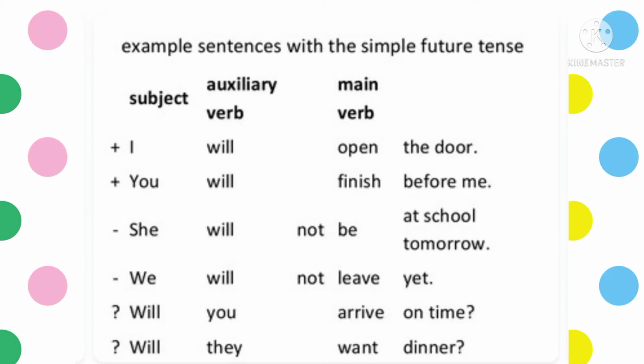What I have just told you is the structure of simple future tense, that is, I will or I shall open the door. That is a structure of statement. If it is a negative sentence, we must use I will not open the door, she will not open the door, etc. Okay, and when you make it into a question, you have to put the auxiliary verb first. Will you arrive on time? Will they want dinner? Etc.